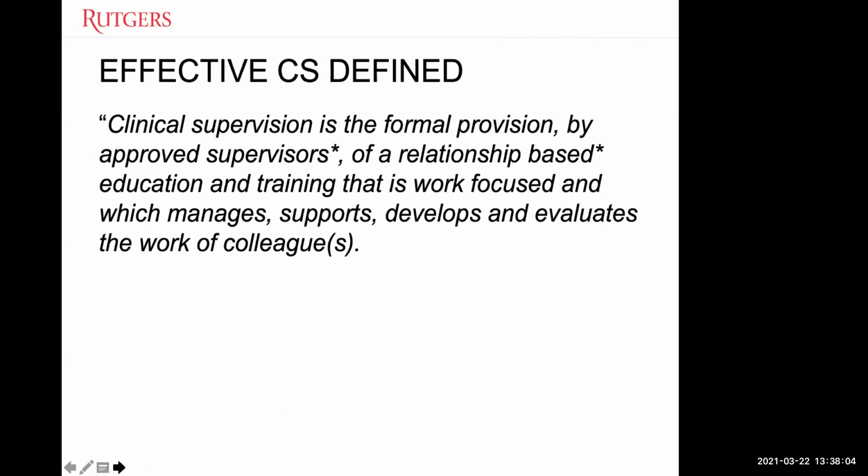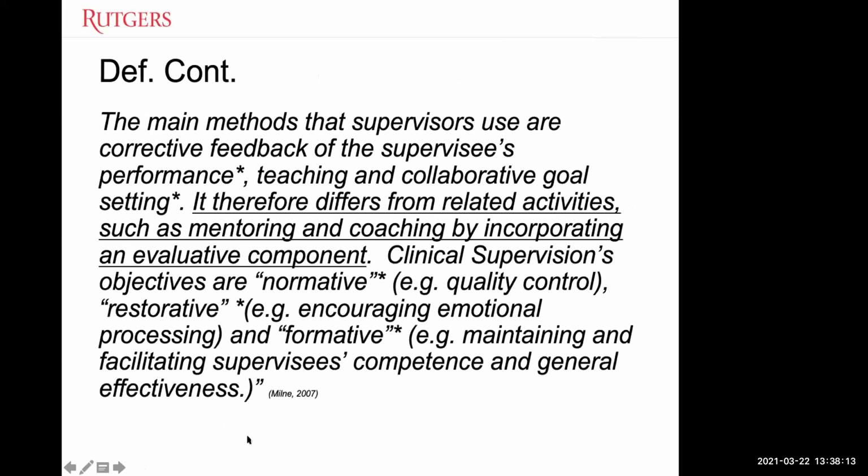And this, of course, he's trying to operationalize it so we can study it. But he's got a lot of the bells and whistles there, I think. But he goes on to say, as though that wasn't bad enough, the main methods that supervisors use are corrective feedback of the supervisee's performance. We're going to be calling this audit and feedback. So auditing the performance and feeding it back. Teaching and collaborative goal setting, this is with the supervisee. It therefore differs from related activities such as mentoring and coaching by incorporating an evaluative component. So that's helpful. So it's not mentoring, it's not coaching because it has this evaluation part.